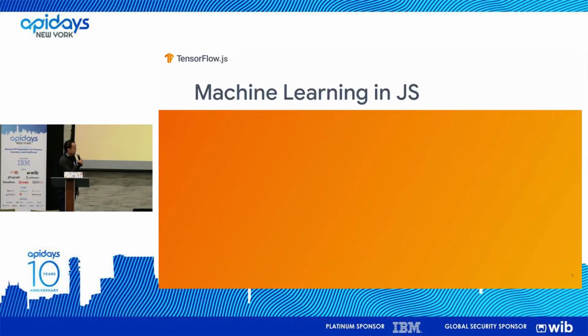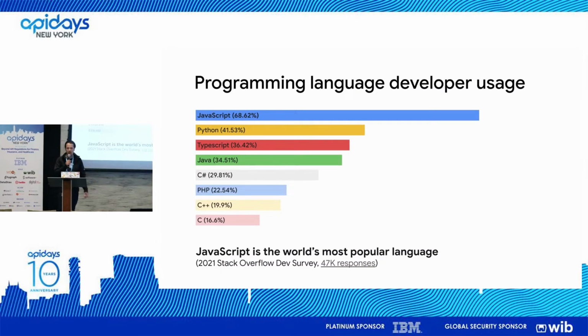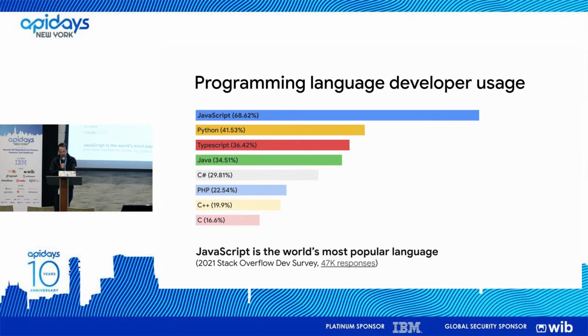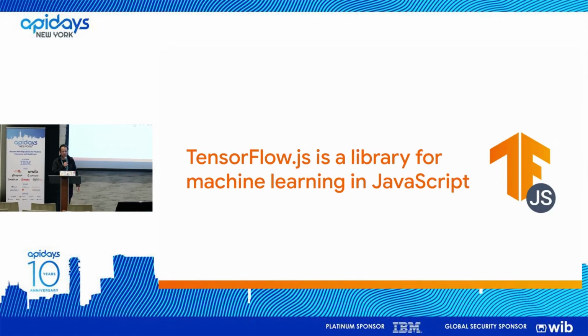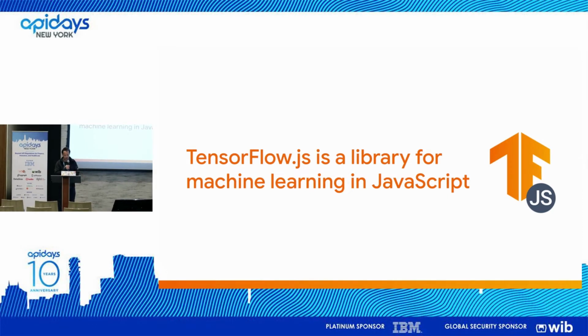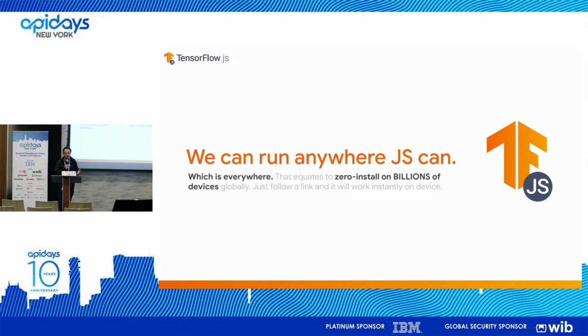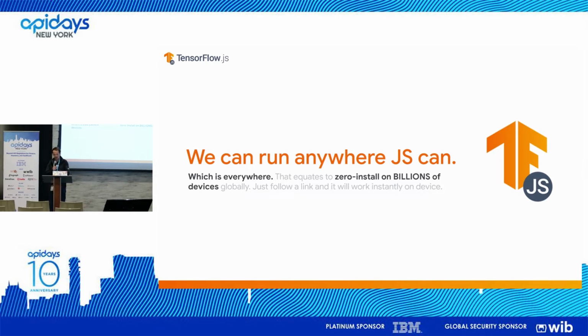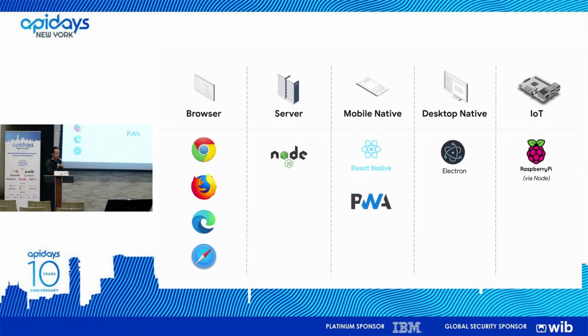So the next logical question then is, why on earth do you want to do machine learning in JavaScript? Well, almost 70% of developers out there use JavaScript right now. So it is the world's most used language. And essentially, TensorFlow.js is a library that lets you use machine learning in JavaScript. And that means you can run pretty much anywhere that JavaScript can run, which is basically everywhere. And that means zero install across billions of devices with a click of a link. And because it runs in a web browser, people don't need specialist backgrounds in machine learning to run these applications and services.